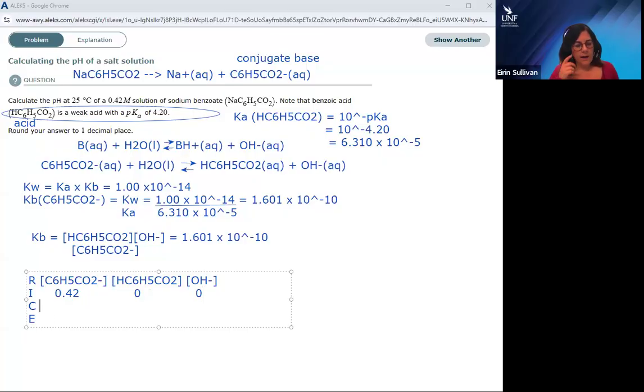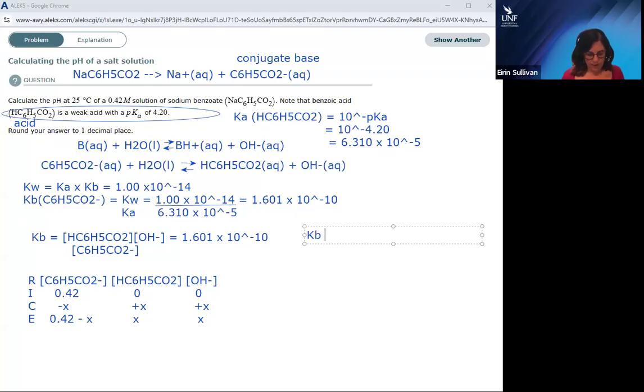So the change, this reaction is going to proceed towards the right to reach equilibrium. Therefore, the change in our benzoate anion will be minus X as it's getting used up, and our benzoic acid is getting formed and our hydroxide is getting formed. Add down the column to get our equilibrium concentrations in terms of X. This is becoming a very familiar thing now, okay? So we can substitute those into our Kb expression and solve for X, can't we? So Kb is going to be X times X over 0.42 minus X.